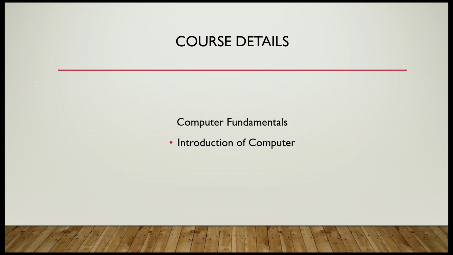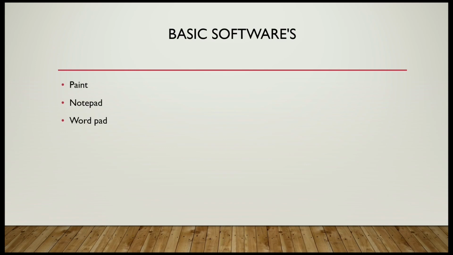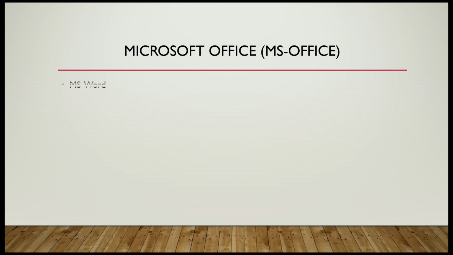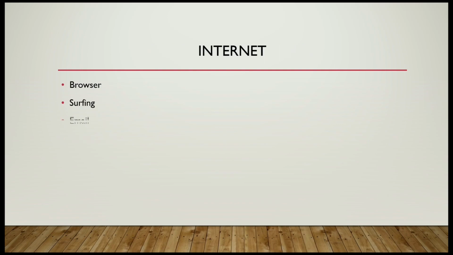First we will see what points we are going to discuss in this video. First is computer fundamentals, that is the introduction of computer. Then we will move to the basic software, that is Paint, Notepad, and WordPad. Then the Microsoft Office products like MS Word, MS Excel, MS PowerPoint, and MS Outlook. Then the Internet: browser, surfing, email, downloading, online work. Then we will discuss operating systems: Windows, Linux, Mac OS.